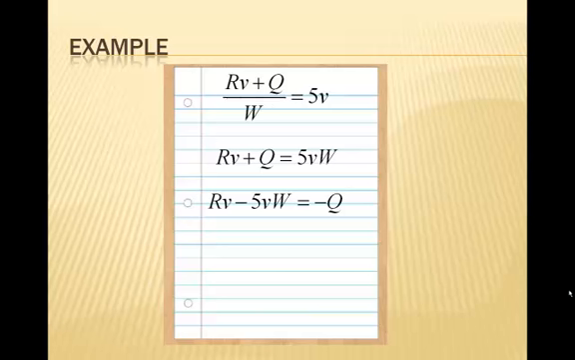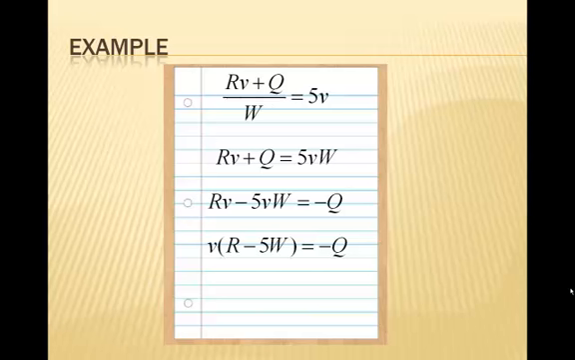Well, that'll definitely get my v's a little bit closer together. And since the q does not have a v with it, I will subtract it from both sides as well. So it shows up on the right. So now I have r times v minus 5vw equals negative q. All right, I still don't have my v's together, but I'm very, very close. If I factor a v out from the left, then I only have a single v.